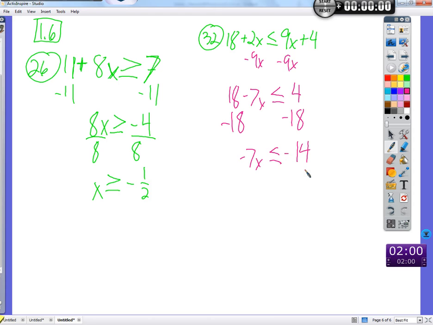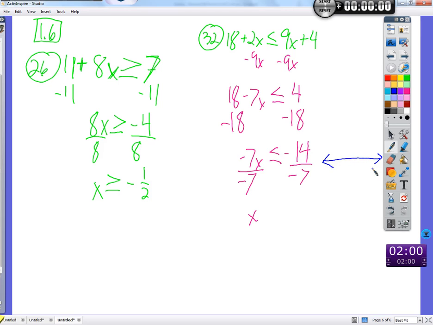Remember how did we get x by itself? At this stage, this sort of equation, we'll divide. So divide by negative 7. Okay, now the sign of this side and the sign of this side, they're changing. Right? Before we were saying that negative 7x needed to be less than or equal to negative 14. Let's look at that on a graph.